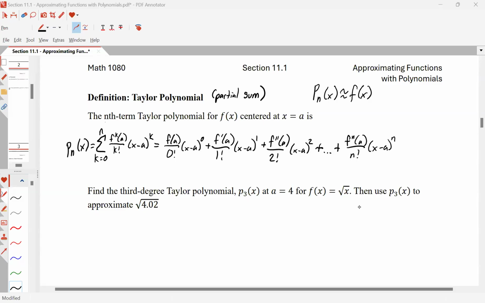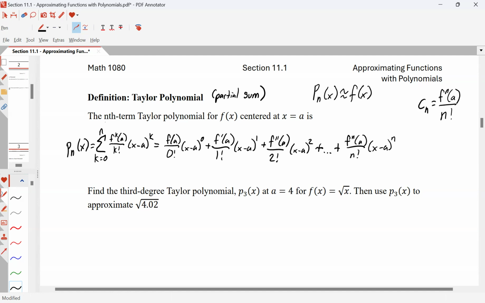Hello, in this video, we are going to take the idea of the nth term Taylor polynomial to use this to approximate. So in the last video, we found that we can approximate any function by using these nth term Taylor polynomials, which are polynomials where the coefficients are the terms c sub n equals the nth derivative at our center a divided by n factorial. So we walked through the process of finding this.